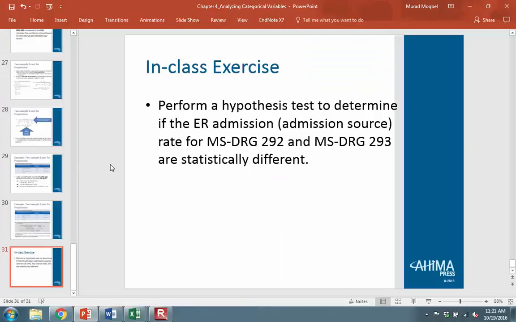So in conclusion, what we have learned today is how to calculate confidence interval for proportions, and we also learned how to use two-sample z-test to compare the proportions for two samples and whether they are different or not using Excel. So that was all, and good luck to you.